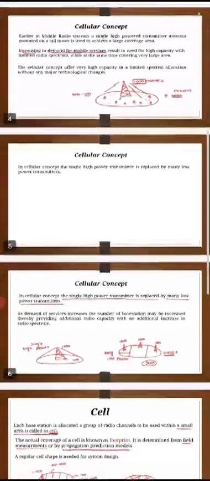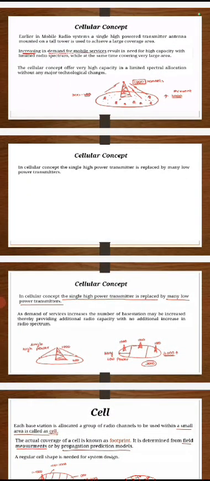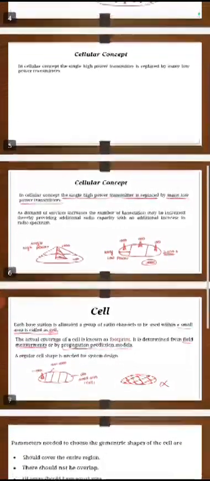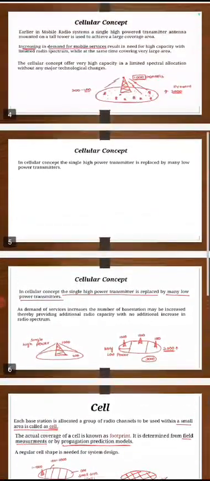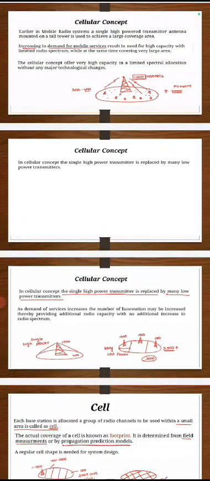In the second example, the same area but now the population has increased to 2000. With a single high power transmitting antenna with 1000 channels, we can't provide service to these 2000 people. We can rectify this issue by using the cellular concept. In the cellular concept, the single high power transmitting antenna is replaced with many low power transmitting antennas.